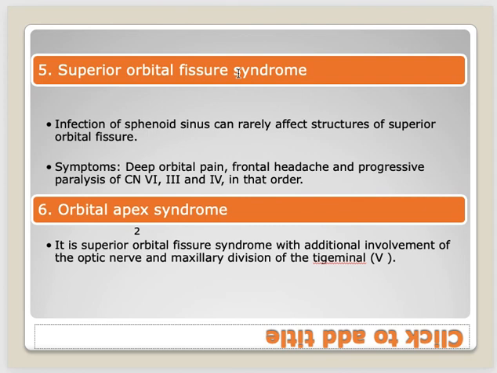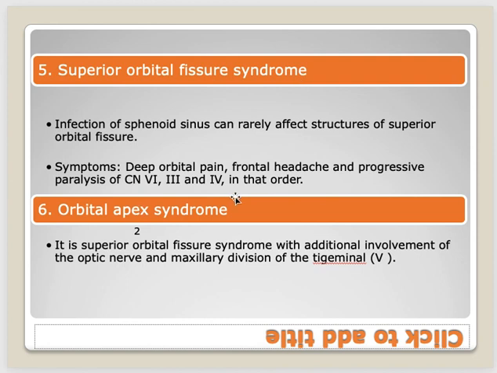The patient presents with pain behind the eye, with headache, and the nerves which pass through this fissure are cranial nerves 6, 3, and 4, or you can say 3, 4, and 6: oculomotor, trochlear, as well as abducens, right? They are the ones which can be affected. And orbital apex syndrome can also occur.